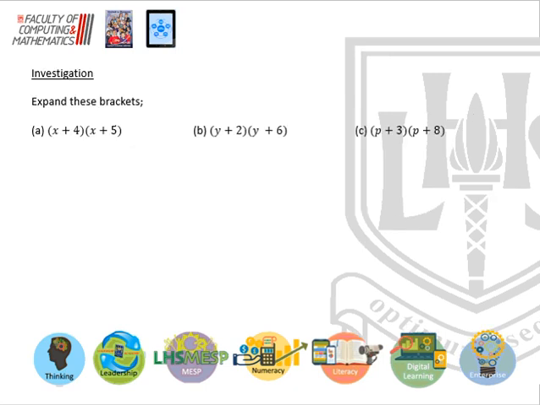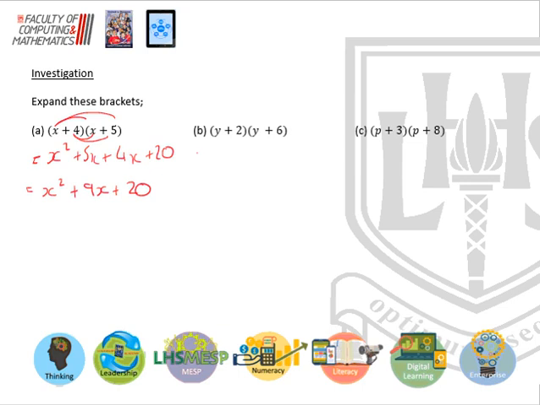Okay, now we're going to do a little bit of investigation again. First, I'd like you to stop the video and expand these brackets. What I'll do is go through it quickly when you're done. So, first one, and I'll do this one reasonably properly. x times x is x squared, x times 5 is 5x, 4 times x is 4x, and then 4 times 5 gives you 20. So that's x squared plus 9x plus 20.